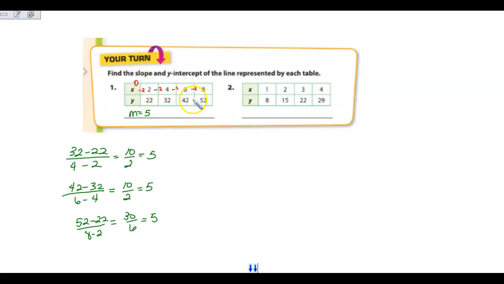Here, I'm going to subtract 10. Subtract 10. 22 minus 10 is 12. So my y-intercept, or my b, is going to be 12.